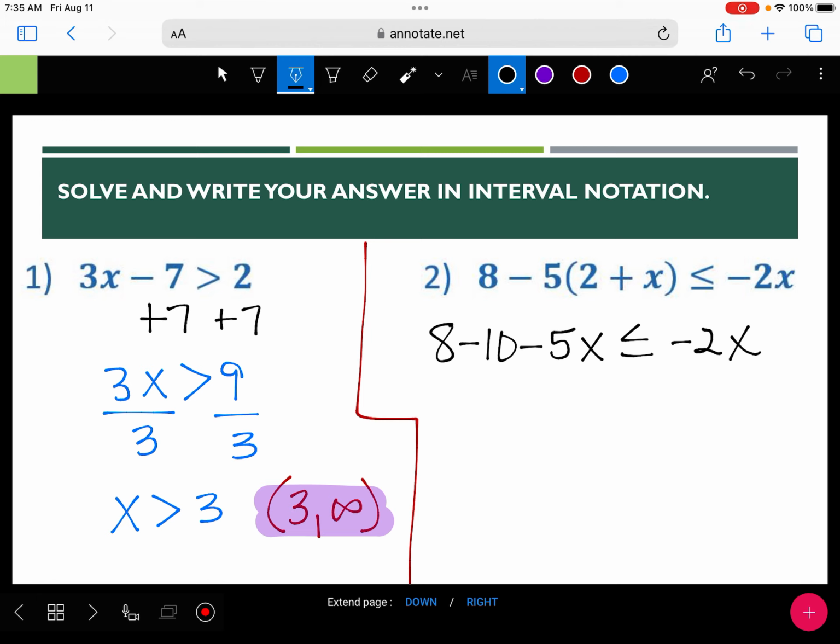Now, for inequality, you do want x to be on the left. It's just easier to write it in interval notation when you put x on the left. It's not necessary, but I'm going to write it both ways.